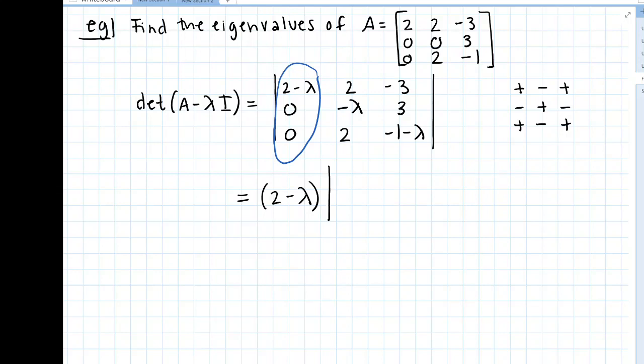So we do 2 minus lambda, and then we're taking the determinant of the submatrix. Let me use some other colors here. So we're doing 2 minus lambda, and then we're taking the determinant of this matrix, the matrix you would get by crossing out that row and column. It's just been a while since we've done determinants like this.